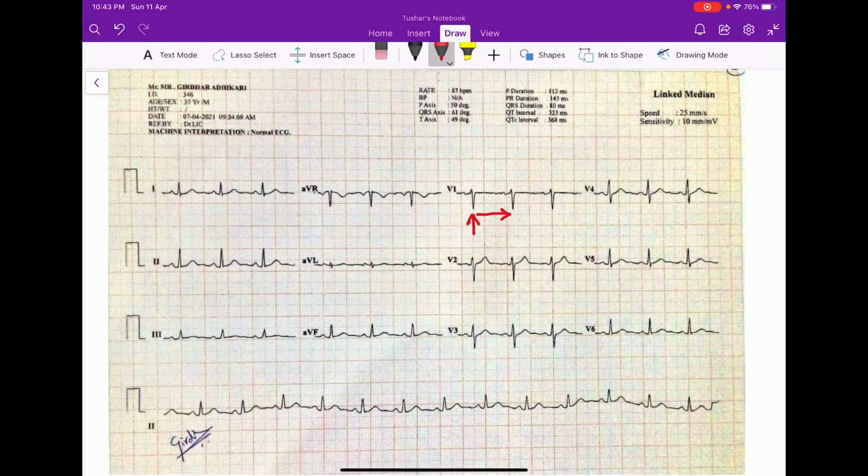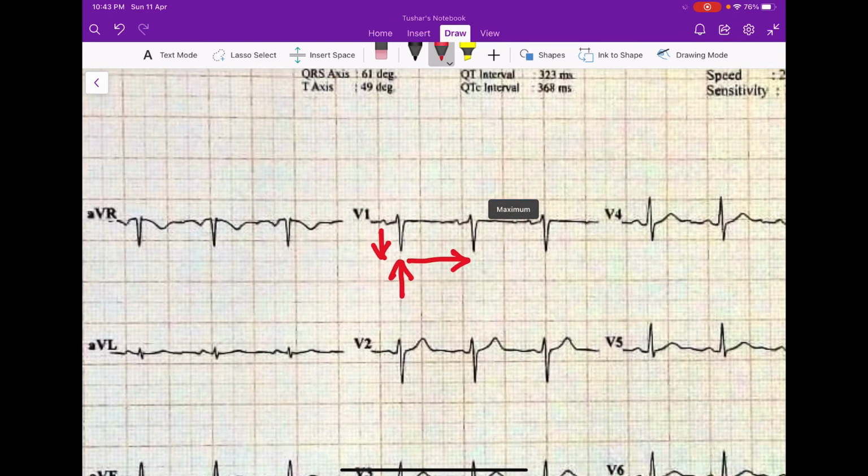A point to note here is it is not necessary that the QRS complex has to be pointing only downwards. For example, if I am selecting this QRS complex, we can calculate the heart rate on this ECG from this QRS complex to the next QRS complex, or from this QRS complex to the next QRS complex as well.